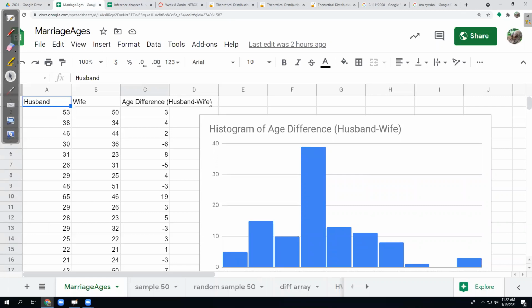Now, personally, my wife's a year older than me. One of my best friends, his wife is 15 years older than him. But then I got another good friend who's 15 years older than his wife. There's a lot of variation out there.